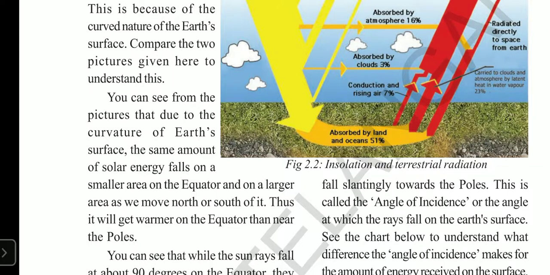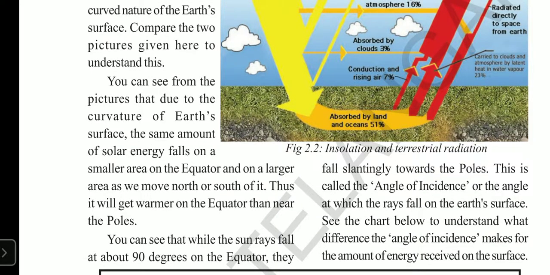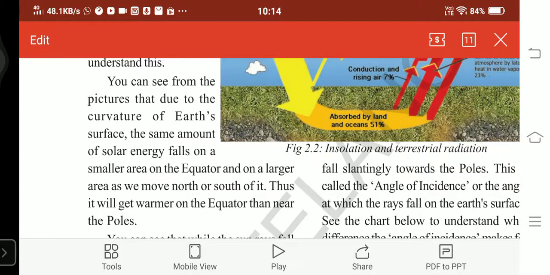Then earth's surface. Now coming to another point, you can see from the picture that due to the curvature of the earth's surface, what do you mean by curvature? It is bent. How is the shape of the earth? A spherical shape, right? And earth rotates continuously and also revolves. When it rotates and revolves, it tilts by 23 and a half degrees. So by 23 and a half degrees when it bends, you will see some curvature that is bent in the Earth's surface. The same amount of the solar energy we see here.